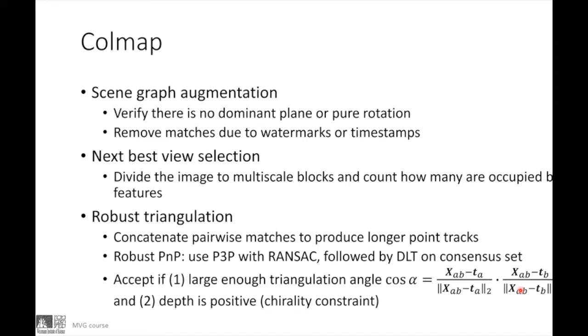And also they want to make sure that the depth is positive, what's called the chirality constraint. I don't know if you learned this during the course. Yeah, we discussed it. Discussed it, okay, good. So if the depth is not positive or if the angle is small, they reject the point, and they don't use it for now, at least.